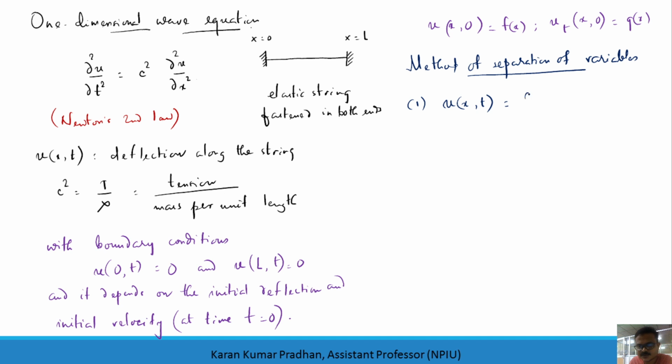That means one is a function of x and the other is a function of t, right. So now the next step is we have to substitute here in this equation. Let me assume this is equation 1. Okay, so now equation 1 becomes whatever the wave equation we have.